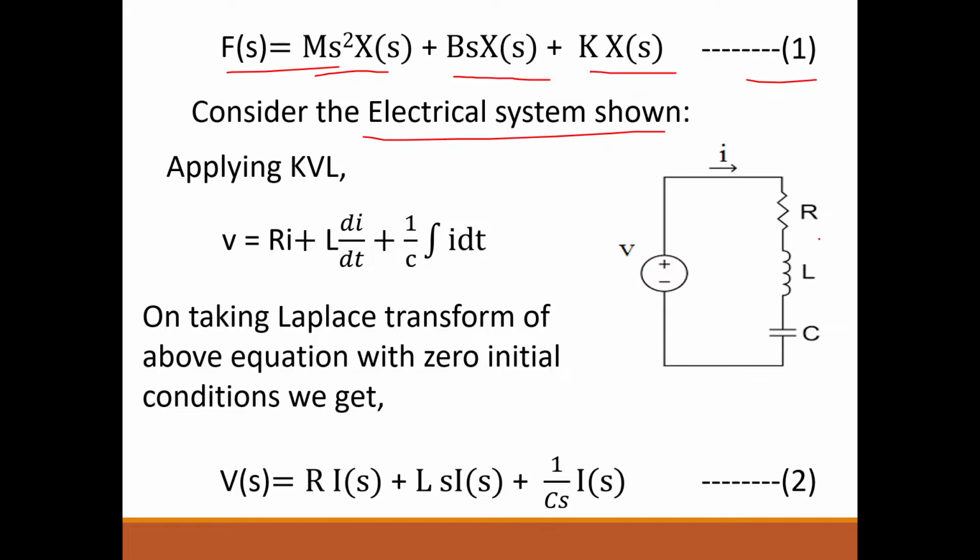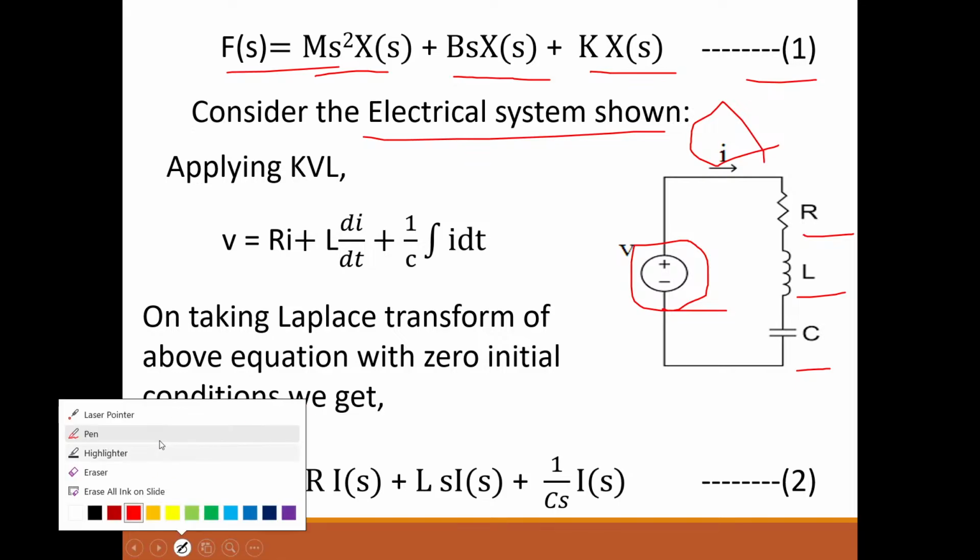The basic elements of an electrical system are R, L and C. Here it is the force voltage analogous system, so our source should be a voltage source. The voltage source is connected across the resistor, inductor and capacitor. Because of this voltage source, a current of I amperes flows through these three elements.